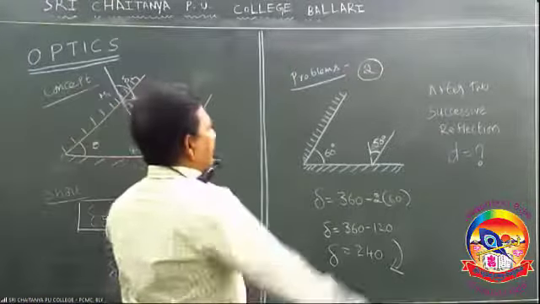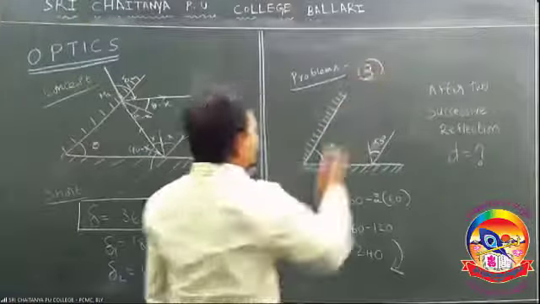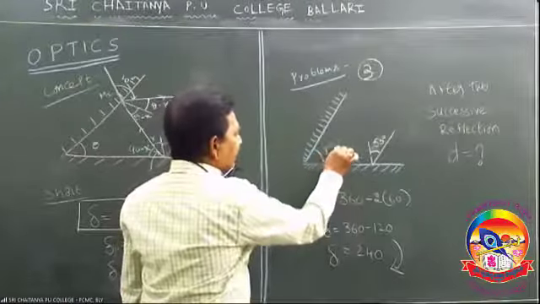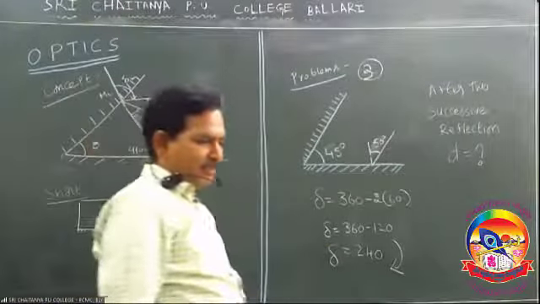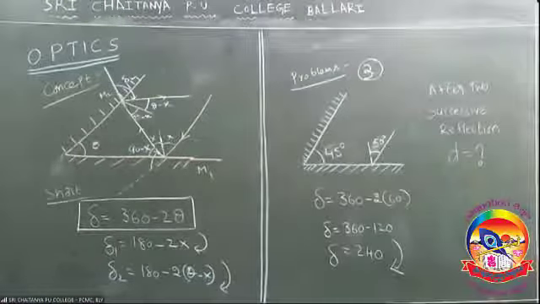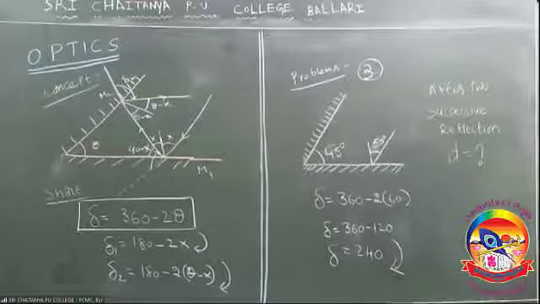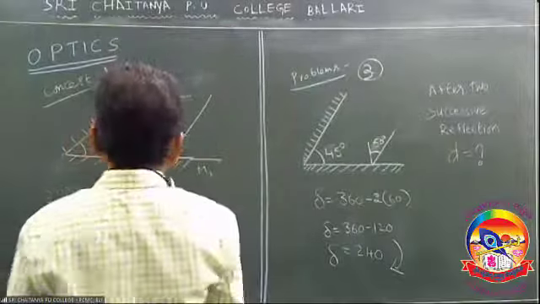Now problem number 3. Angle of incidence 45 degrees. On the same model, I am doing 3 problems so that everyone will feel comfortable. Now calculate the total deviation after 2 successive reflections. If you can calculate, do that one.